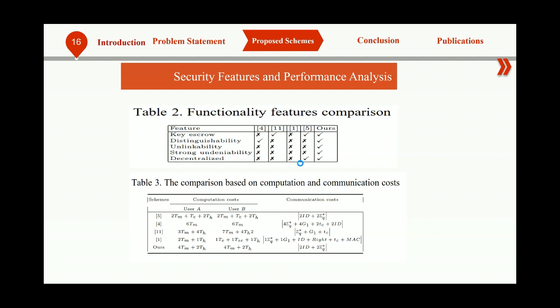In the comparison based on computation cost, we compared with four other recent protocols and found that our protocol is lightweight compared to the previous four, because our protocol computes four point multiplications. Also, it computes two hash functions on user A, and the same on user B: four point multiplications and two hash functions. Also, our protocol sends a message made of two identities plus two points in set Z.